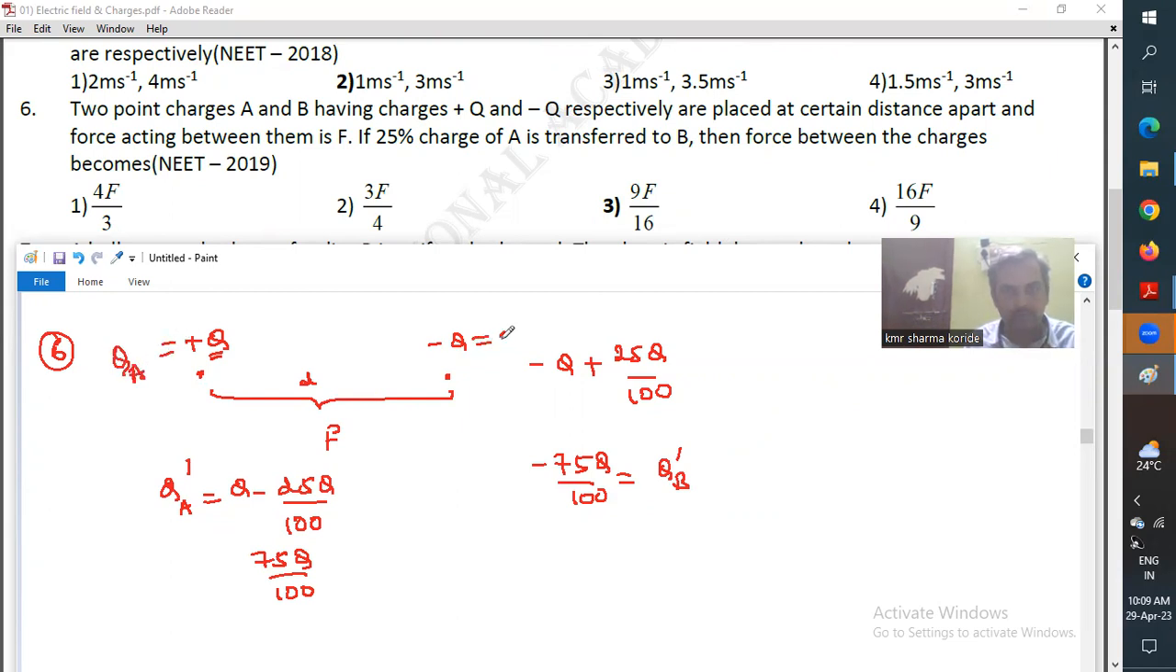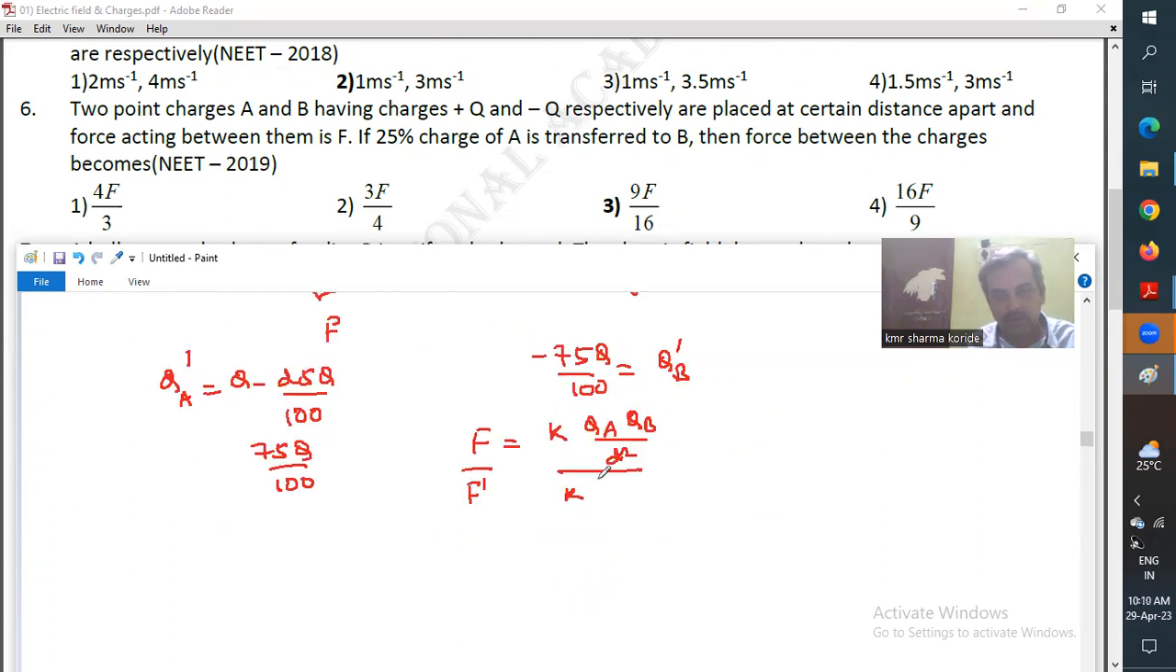QB is Q only. Now the new charges, new force: F is equal to K into QA, QB divided by D square. Now for the new charges, F dash is K into QA dash into QB dash divided by D square. So therefore D square cancels, K cancels.